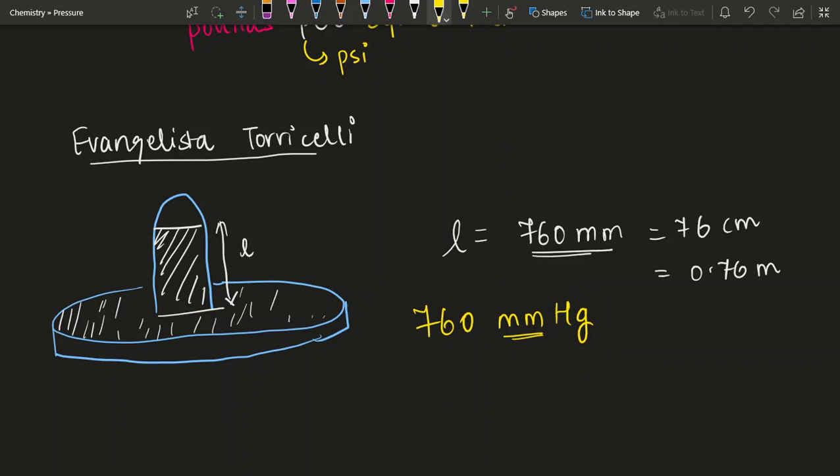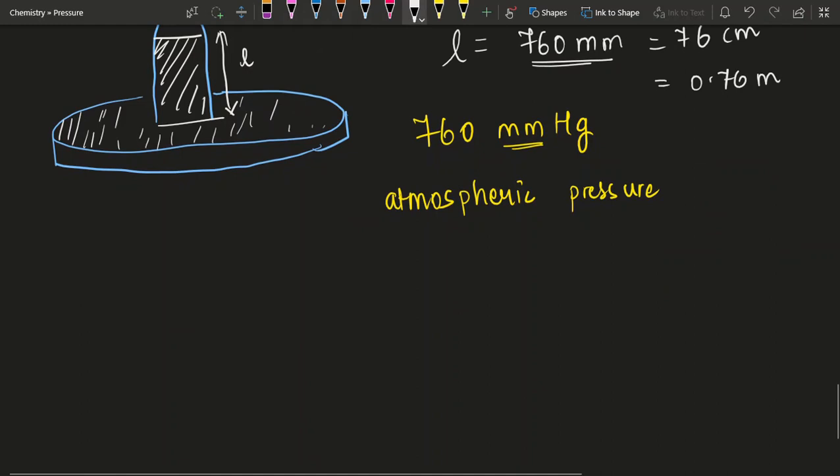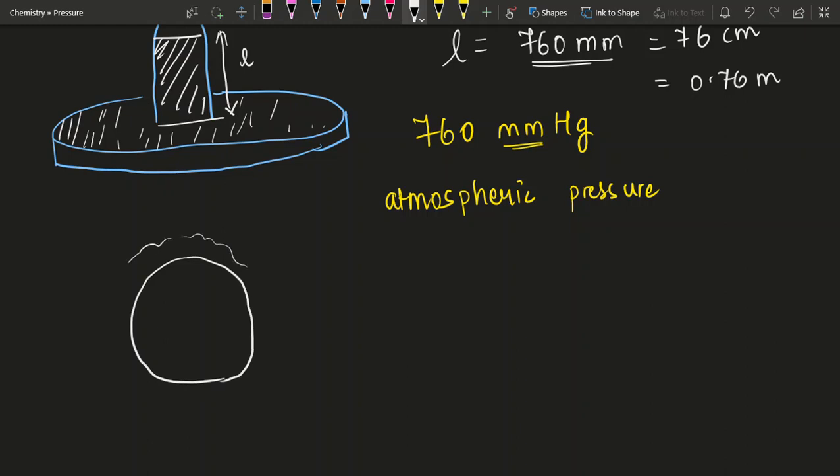A couple of quick notes though. This 760 mmHg arises due to a phenomenon known as atmospheric pressure, which is really simple to understand. The Earth, roughly a sphere, is surrounded by atmosphere, gases and all sorts of different things. And that atmosphere applies a force on us, and thus it applies some pressure as well.